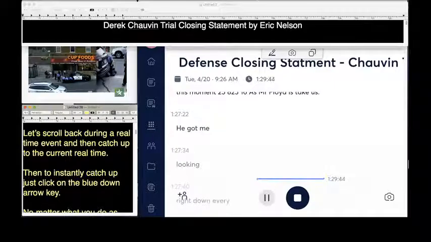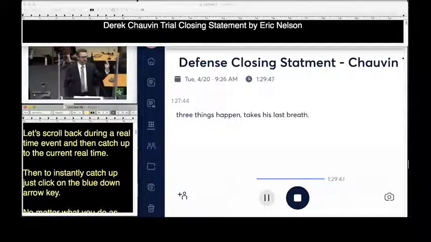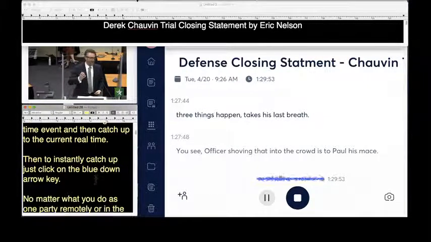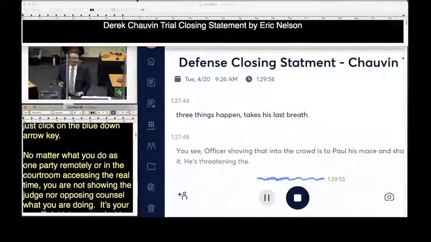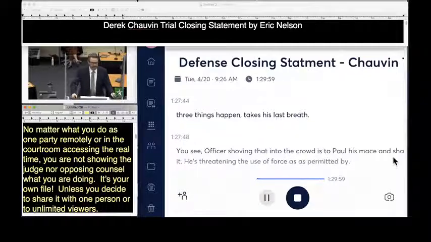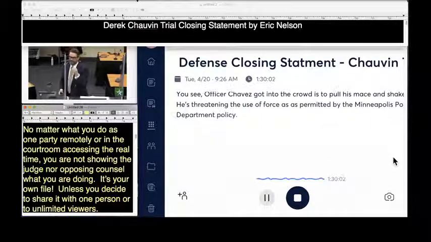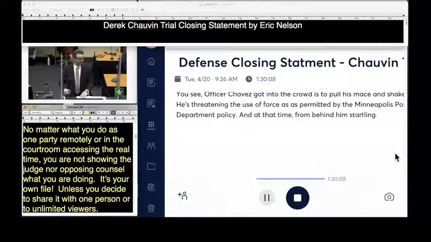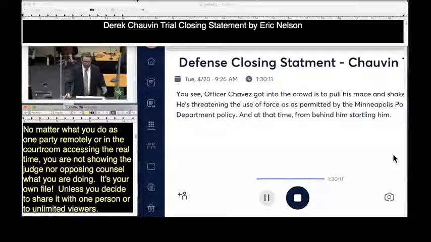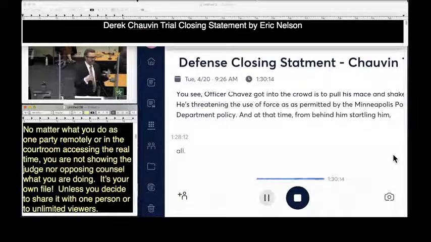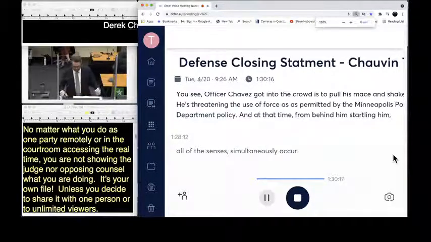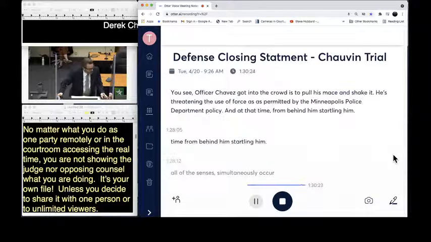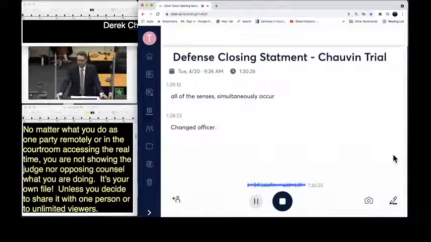Three things happen. Mr. Floyd takes his last breath. You see Officer Chauvin's reaction to the crowd is to pull his mace and shake it. He's threatening the use of force as is permitted by the Minneapolis Police Department policy. And Genevieve Hansen walks in at that time from behind him, startling him. All of these facts and circumstances simultaneously occur at a critical moment. And that changed Officer Chauvin's perception of what was happening.